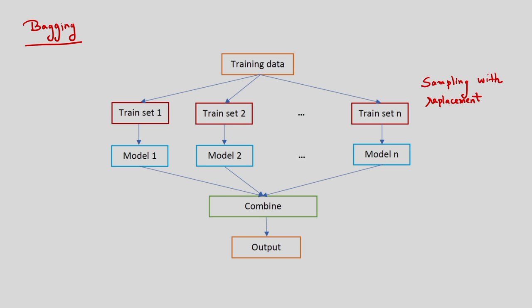So this is the fundamental concept of bagging, but one thing is important. All these training sets, training set 1, training set 2 and so on, I can obtain from the original training data set by the process of random sampling with replacement. That concept I will explain after some slides. So this is the concept of bagging.